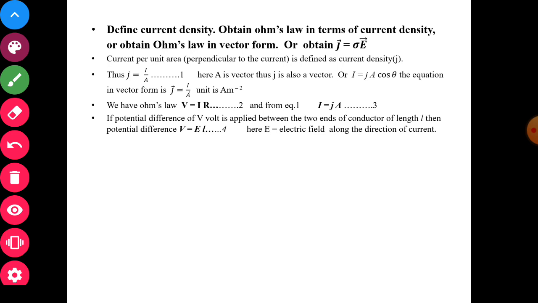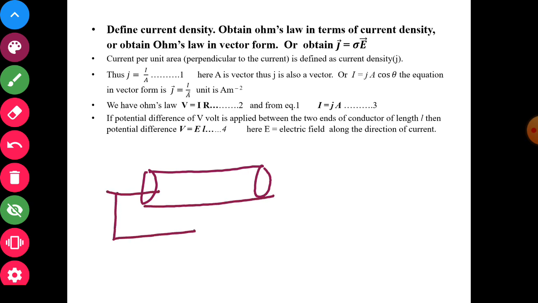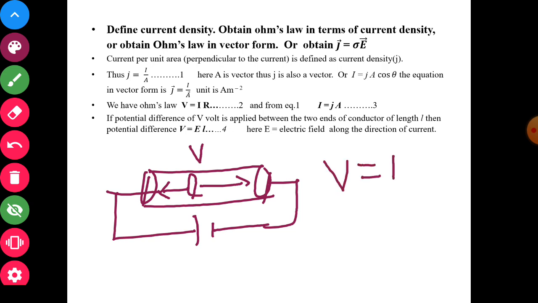Now if potential difference V is applied across the two ends of the conductor whose length is L, say for example you have one conductor, which I have tried to explain 2-3 times, and you apply the voltage here, then the potential difference across the two ends of this conductor is V, and the length of this conductor is L. Then we have the equation that we have studied, V is equal to E into D. Here D is replaced by L. So we can write V is equal to EL. That will be your fourth equation.